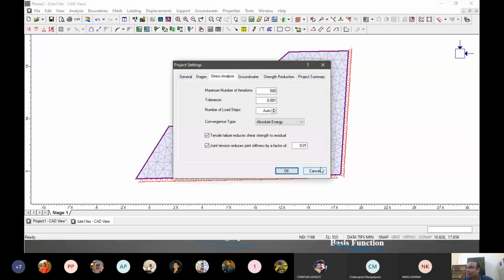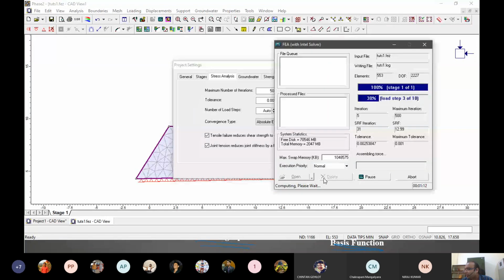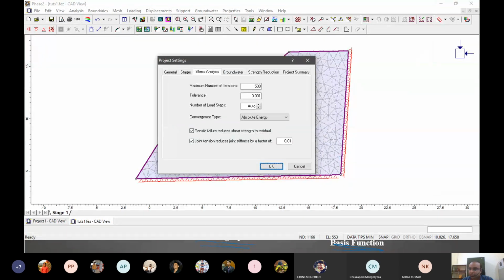So unless and until it reaches either the critical tolerance or the 500 iterations, it will keep on increasing the SRF and trying to see if it is failing or not. Oh, it is written. Okay, maximum iterations 500 can be done. So if I abort it right now, will I be able to see?